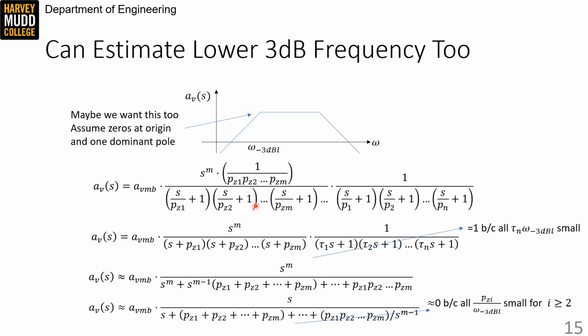Now, because we assume that the roll-off at omega_-3dBL is caused by a dominant pole, all of these additional terms have to be about 0, because they each contain some pz_i over omega_-3dBL, and all of the pz_i are at even lower frequencies because pz_1 is dominant. And that's great. It leaves us with a nice-looking first-order approximation of s over s plus p, with 1 zero and 1 pole, where the pole location is given by the sum of all the pz_i.